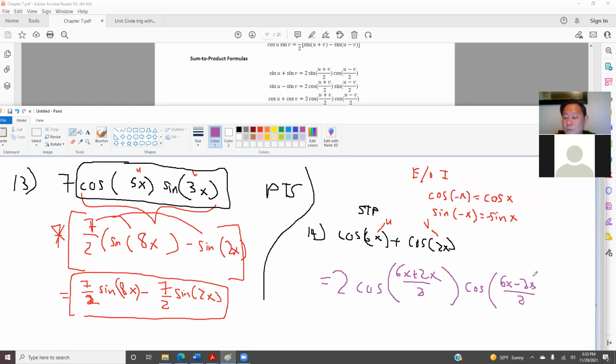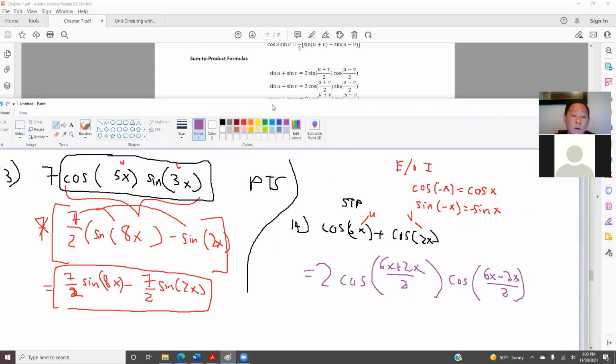So you plug it into your formula here, and you just do your work. 6 plus 2 is 8. 8 divided by 2 is 4. So it's 2 cosine 4x. And then you do the same thing. 6 minus 2 is 4. 4 divided by 2 is 2x. And that's your answer.